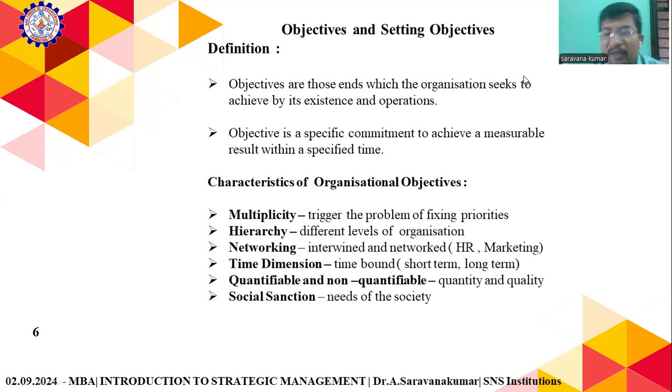In every organization, we already discussed vision, mission, and objective. Vision is a long-term goal, mission is a short-term goal, and finally you are going to achieve your objective. So what is the definition of objective? Objectives are those ends which the organization seeks to achieve by its existence and operations. An objective is a specific commitment to achieve a measurable result within a specified time.